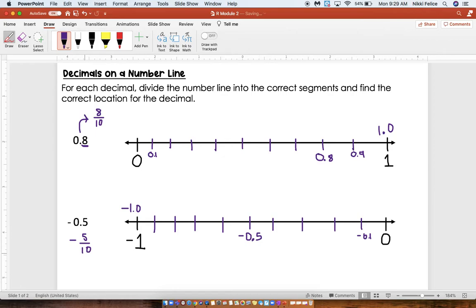5 out of 10. If you have a pizza pie and you split it into 10 slices, if you eat 5 out of those 10 slices, you just ate half a pizza. 0.5 is half. 5/10 is the same thing as 1/2. If I simplify this fraction, divide both of them by 5, I get 1/2. So -0.5 and -1/2 are the same number.